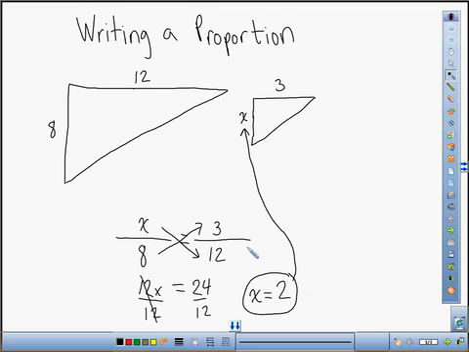Now what you're going to find is usually we use this for word problem type situations, actual application problems. So let's look at the following situation.